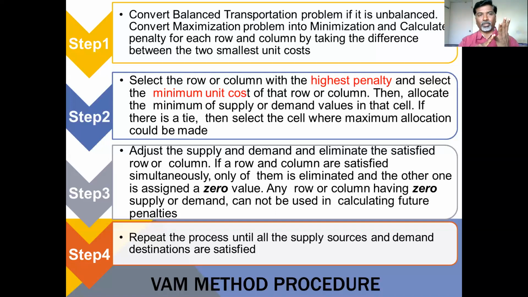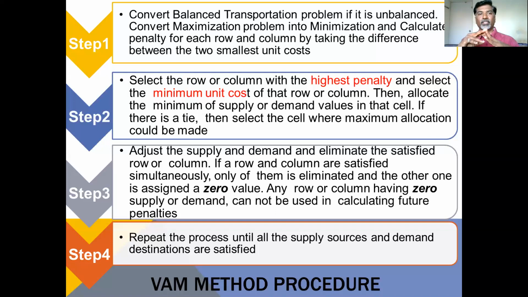So in the first step, you have to check whether the problem is balanced or not. If it is unbalanced, then convert it into a balanced one. Then you have to convert the maximization problem into a minimization problem by subtracting all costs from the maximum cost of that particular cost matrix. Third, you have to calculate penalty values for all rows and all columns.